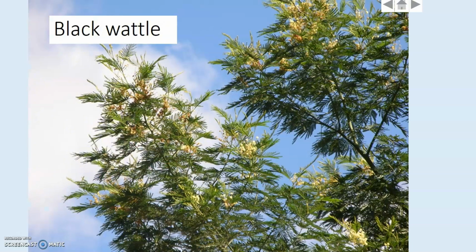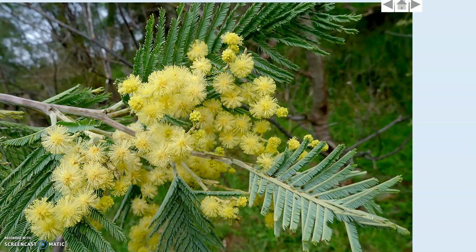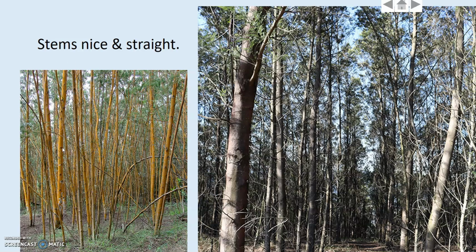Black wattle. These have characteristic variegated feather-like leaves. They have nice straight stems, and as you can see down here, they completely invade, take over, and nothing else is growing. So the original habitat has completely been destroyed.